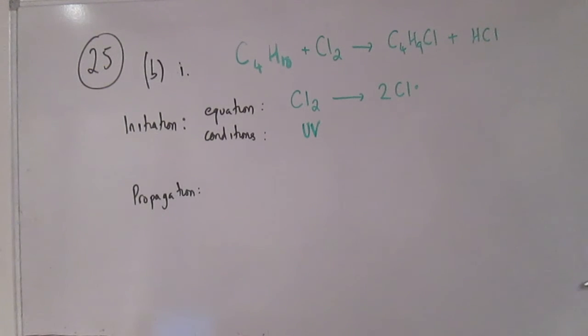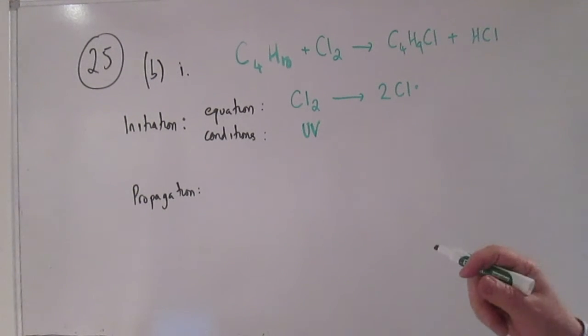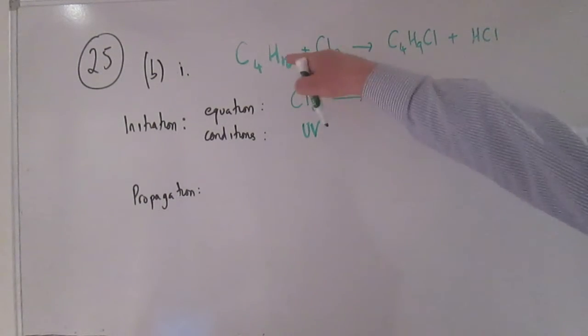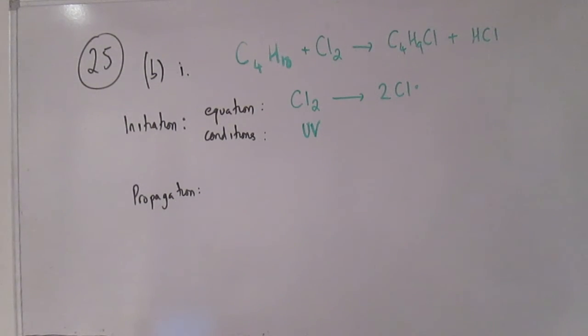And then propagation is where the main reaction happens. So propagation has 2 steps which follow each other in a chain reaction, and when you add the 2 steps together, it gives you the overall equation for the reaction. It's important to remember that that's the case, because then you can check that what you've written makes sense, because when you add the 2 together, it should add up to that.